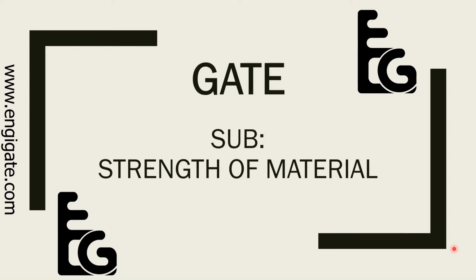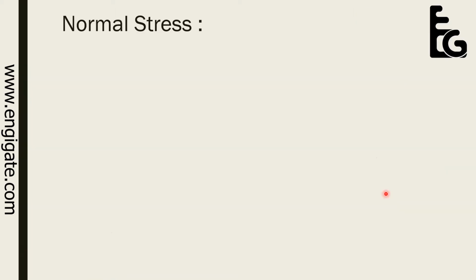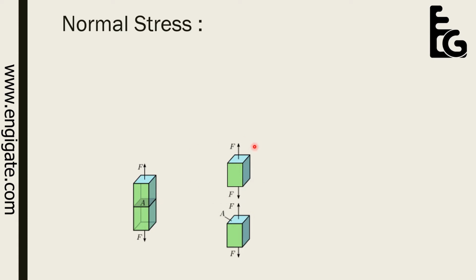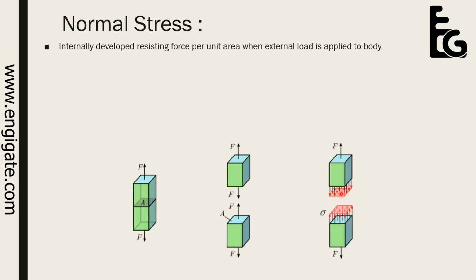We are going to study strength of material today. Normal stress. When we are applying load in upward direction, there is a reaction by support in downward direction. This force will try to separate it into two parts, but it is not happening because some internal resistance force is going to develop. When we divide the resistance force per unit cross section area, it is called normal stress.